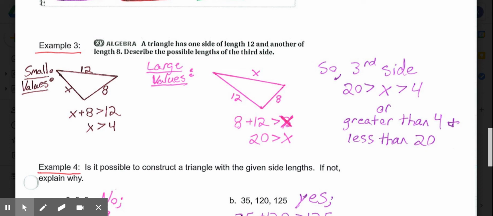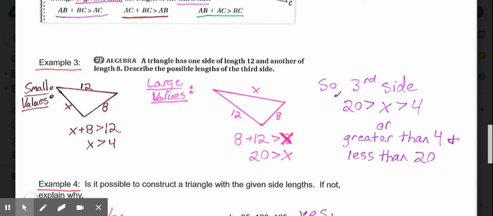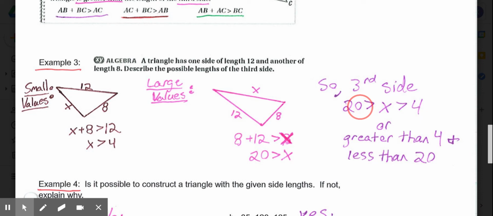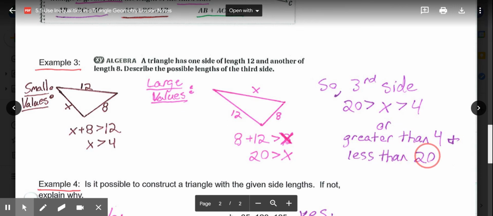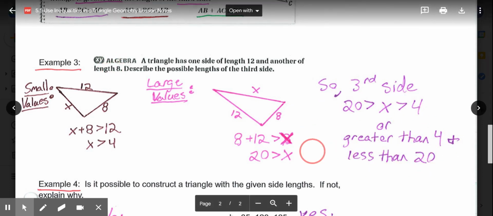Then we also could draw the triangle looking at the larger values for x, where we have the 8 and the 12 added together to be greater than our missing side. So in that case, 8 plus 12 is 20, so 20 is greater than x. So what that tells us is the third side of our triangle, x, is greater than 4 and less than 20. So our third side length is anything greater than 4 and less than 20 would work to create a triangle with a side of 12, 8, and then this unknown side.